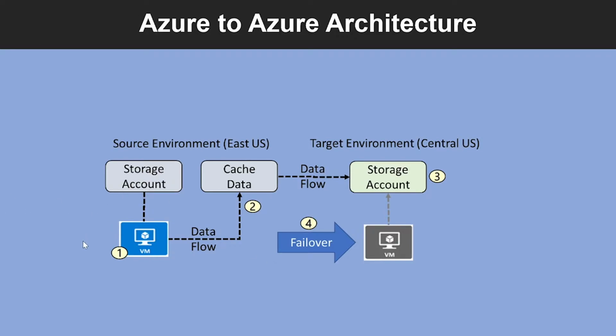This is an example diagram which shows that process. The first step is the VM is registered with Site Recovery. The second step is the data is continuously replicated to the cache. The third step is the cache is replicated to the target storage account. And finally, during the failover, the virtual machine is added to the target environment.